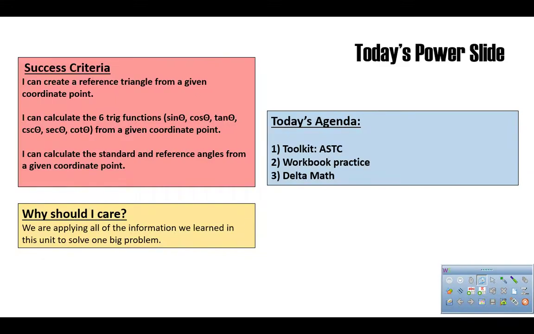Hi guys, today in this Edpuzzle you are going to learn how to calculate the 6 trig functions from a given coordinate point. You are going to continue to work with reference triangles, which we did yesterday in class, and standard angles, which we did Monday in class.